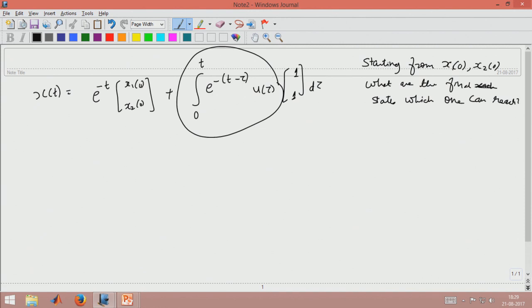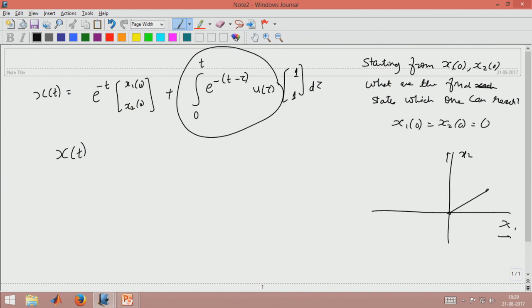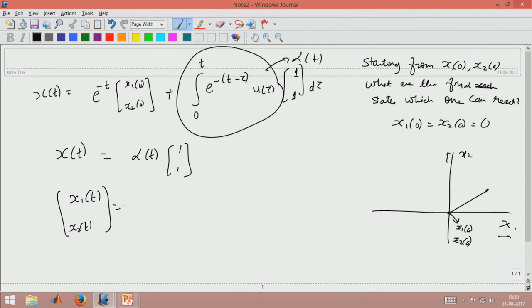So my x of t, and let me also assume for simplicity that x1 of 0 and x2 of 0 is the origin. It doesn't really matter. In a linear system, if I can go from here to here, it also means I can come back here. It's a simple proof, but let's assume that we know this. So my solution, all possible places where I can go starting from my initial condition x1 naught, x2 naught, x of t is some function, let me call this alpha t, times 1, 1. If I write down the vector, this would be x1 of t, x2 of t, which is alpha t, alpha t, both at the same values.